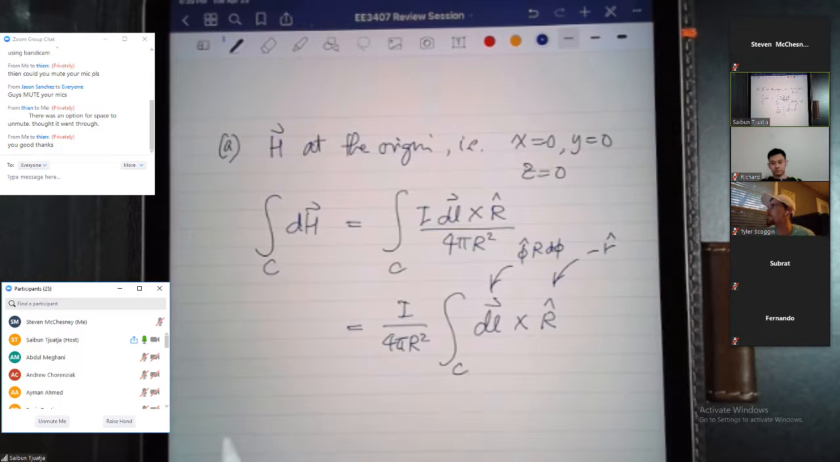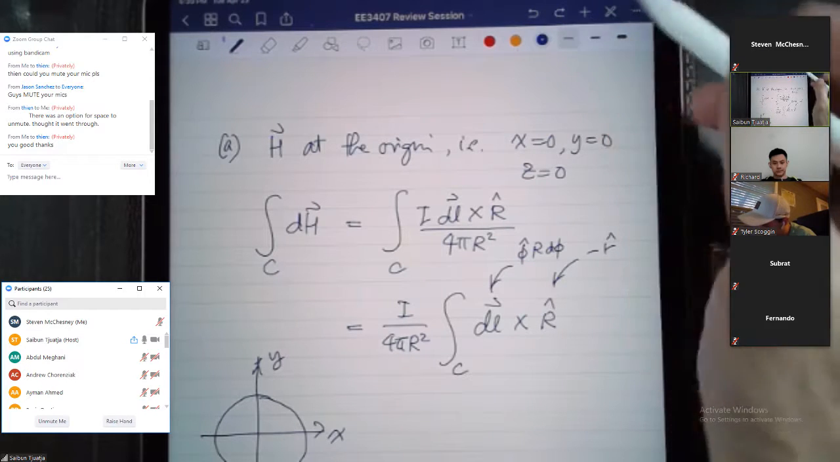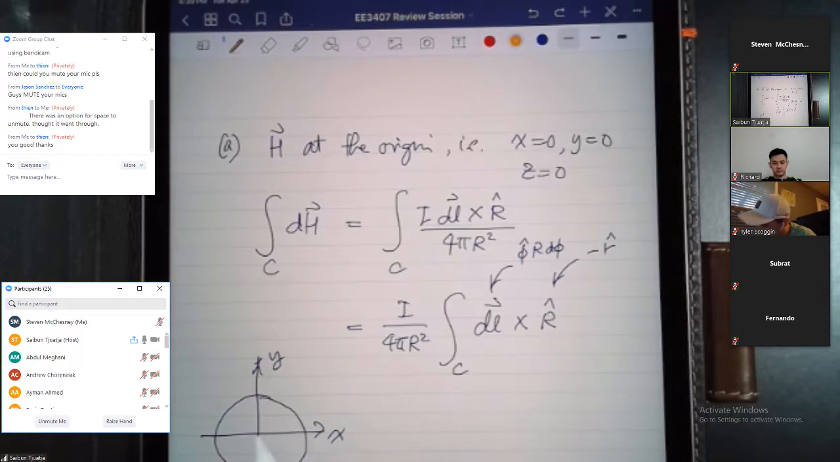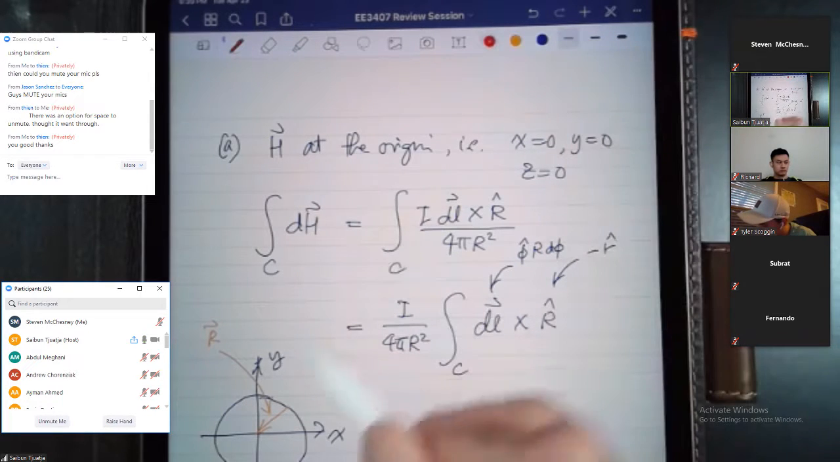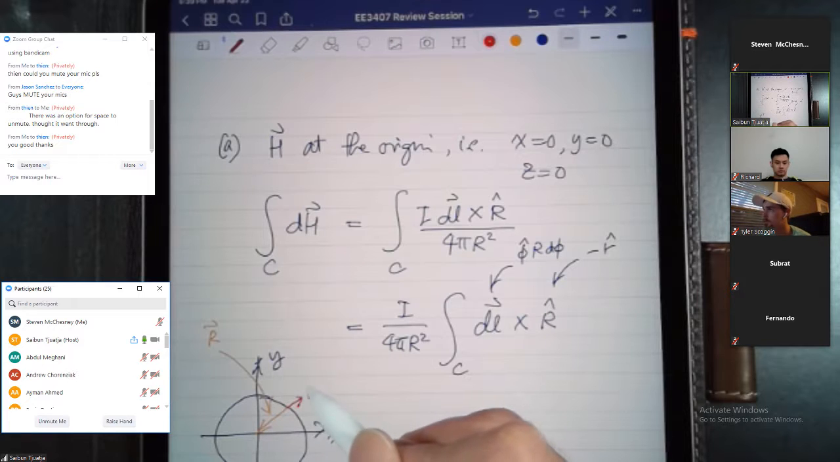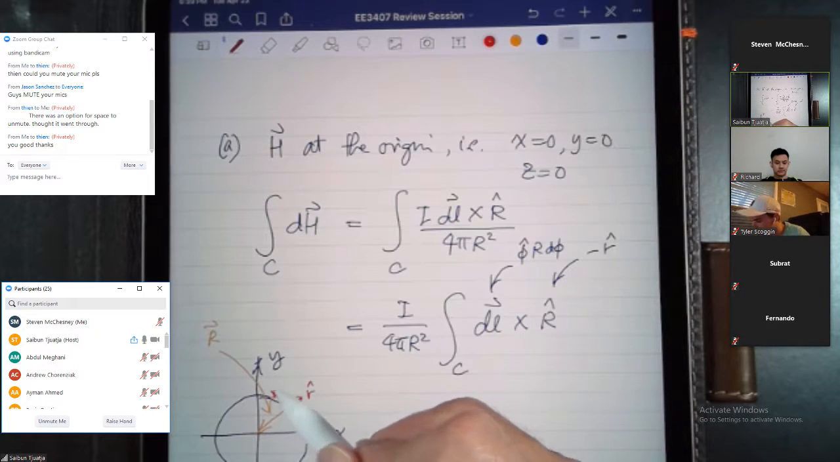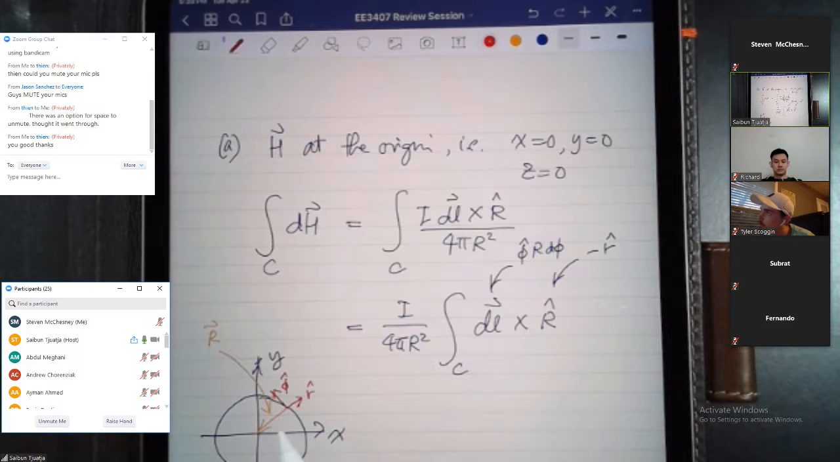So let me redraw it. For cylindrical coordinates on the xy plane, so now we have this, right? Let me use a different color. This is the R vector, right? So in cylindrical coordinates, this is R hat, right? This is phi hat. Everybody follow that? So now, negative R cross phi, what do we get?